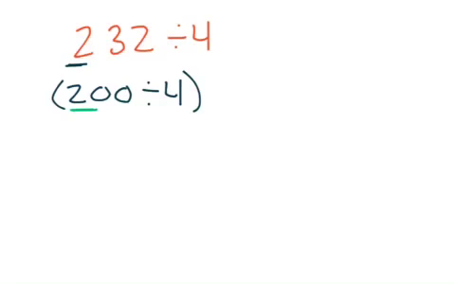All right, so I'm down 200 now. 232 minus 200. I'm left with 32. Does 4 go into 32 evenly? It certainly does.